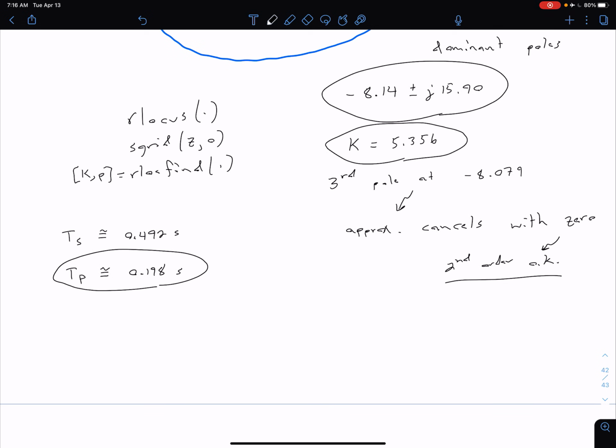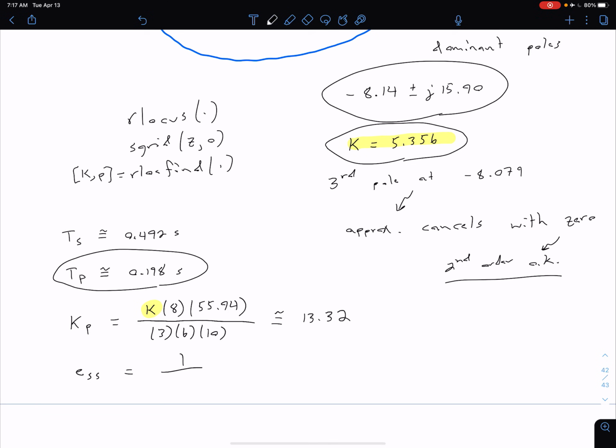And we can also talk about, again, our steady state error. So our k sub p is still going to be that k, so we're still going to have k times 8, but now we have a new zero, so we have our 55.94, because remember this is our compensated g, and in the denominator we still have 3 times 6 times 10. But remember, now our k value has changed, so now our k value is this 5.356, and so if we plug that in, we get that our kp is approximately 13.32. So our steady state error equation is still 1 over 1 plus kp, but of course now our kp has changed slightly. So we get that our steady state error now is approximately 0.070.